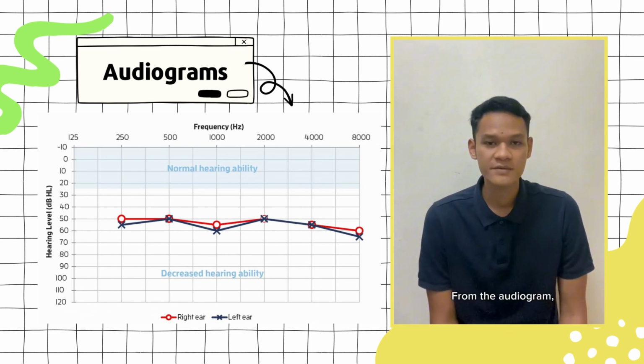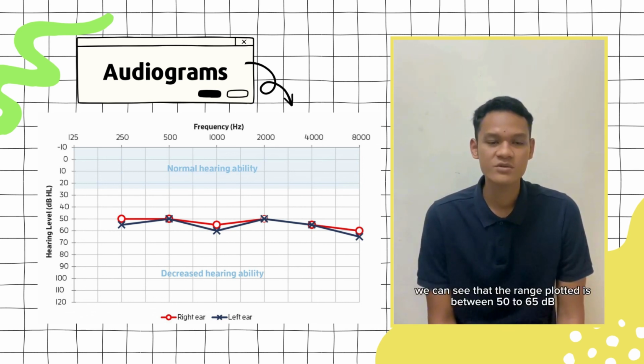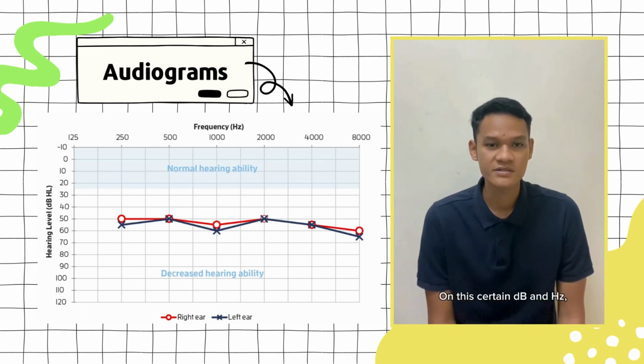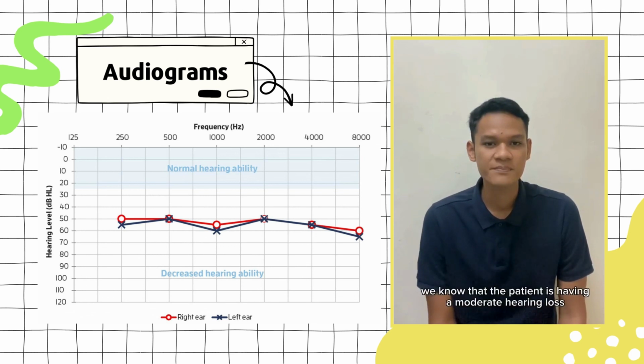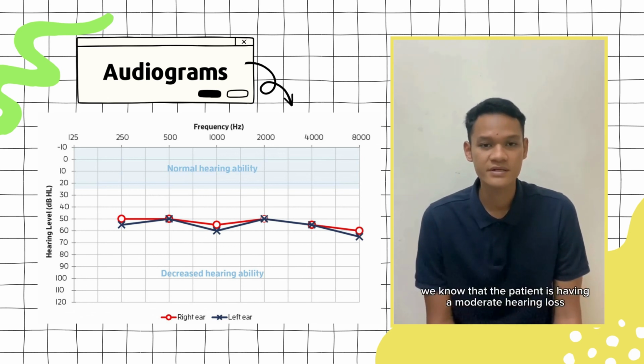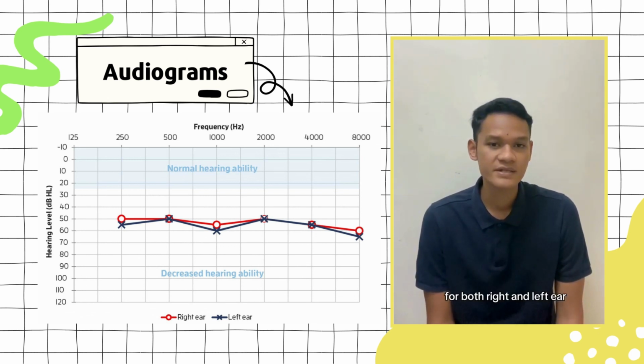From the audiogram, we can see that the range plotted is between 50 and 65 decibels. At these decibel and hertz levels, the patient has quite a difficult time hearing. For the final results, we know that the patient has a moderate hearing loss in both the right and left ear.